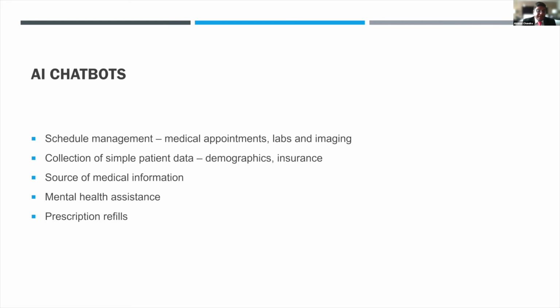AI chatbots, we have seen an increase of these definitely in the COVID era. They can help with some simple tasks like schedule management, medical appointments, labs, imaging. They can help with simple data like demographics from the patient. There's also information. A lot of bots like IBM's, and many others have these chatbots, like WebMD. They can look up WebMD and give patients information in real time. They have been used for mental health assistance as well as help in prescription refills. Definitely in the COVID era, we have seen a whole lot of increase in AI chatbots and telehealth.